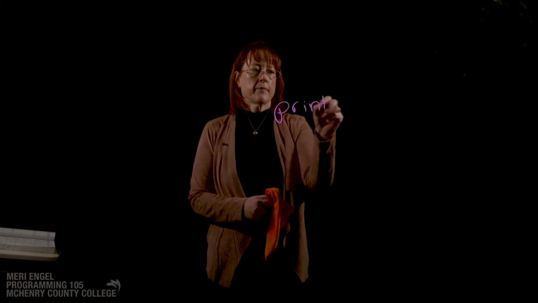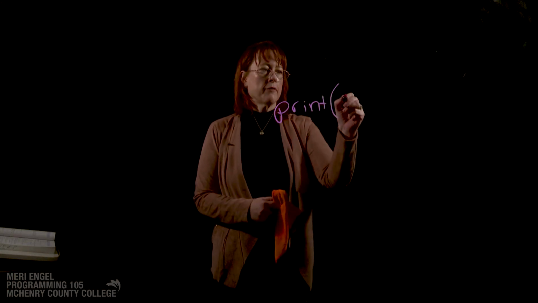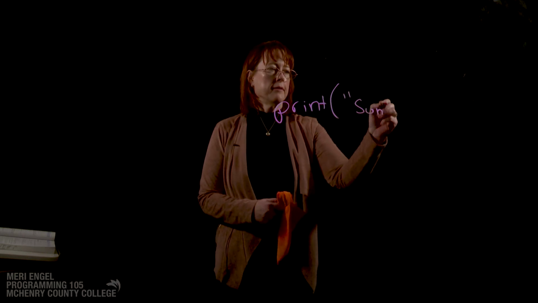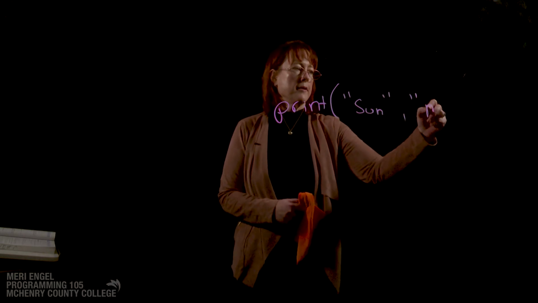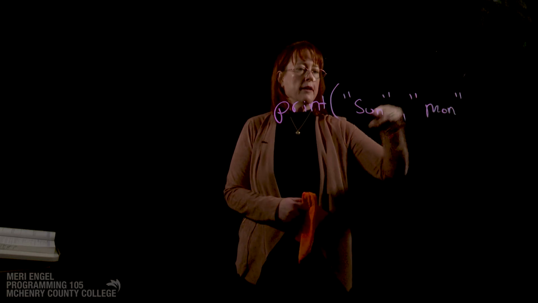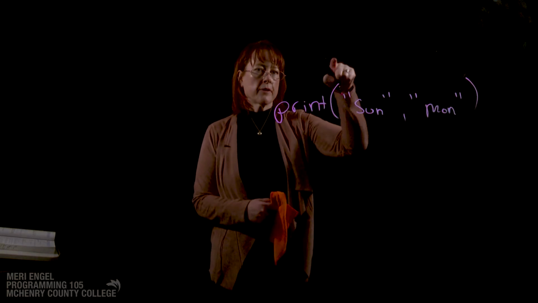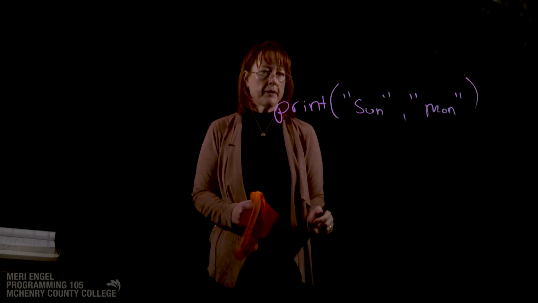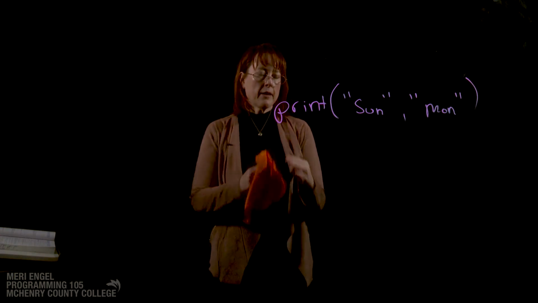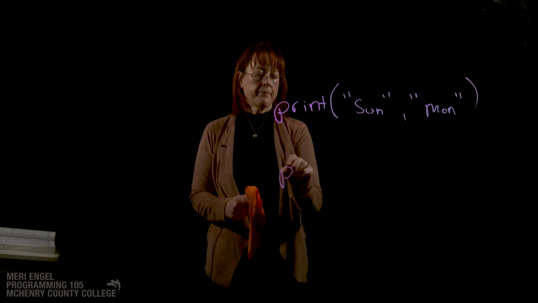Often you're going to want things to print together. So we've talked about sending different things to the print statement, and these work slightly differently. If we print sun, mun, etc., each one with a comma between them, they're printing as different items. They automatically get spacing.